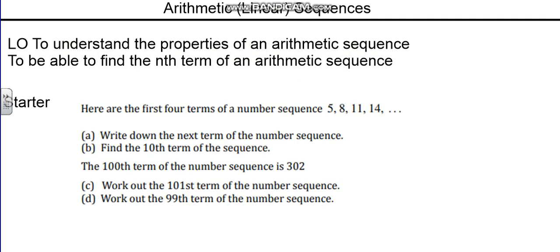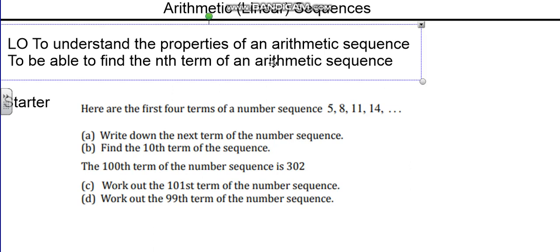So today's lesson, we are looking at arithmetic or linear sequences. There are two different names for these. Arithmetic or linear sequences, they're sometimes called. So we're going to start by understanding the properties of an arithmetic sequence, and then we're going to look at finding the nth term of an arithmetic sequence.